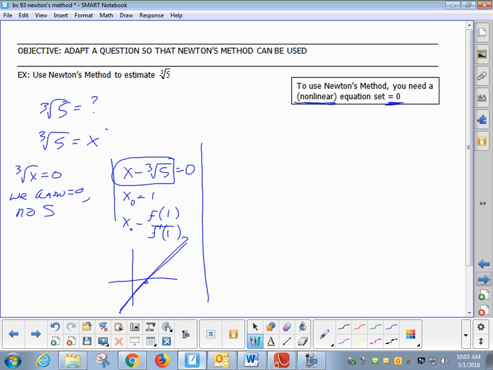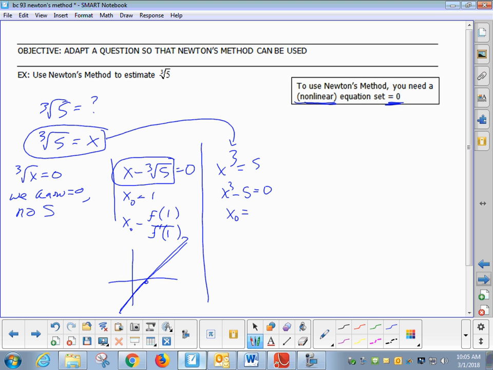The best is to take this and switch it around a little. Think of it as what times itself 3 times equals 5. What's another way to say that? x cubed equals 5. Now that's getting somewhere, because that can then be taken to a nonlinear, zero-type problem. If I answer this question, then I'm answering that. So I would take a seed value. We'll just do one iteration and call it good.